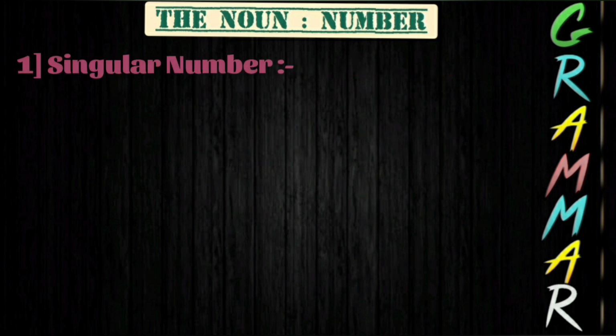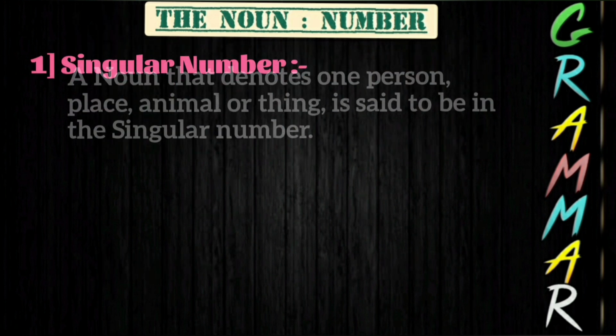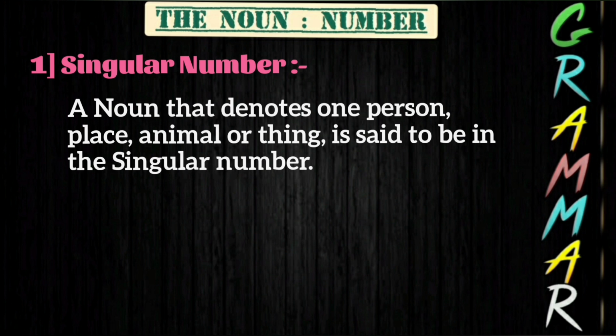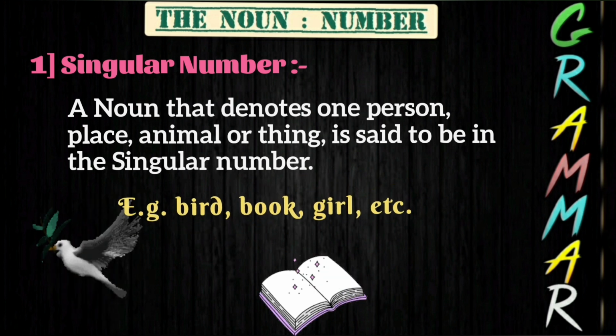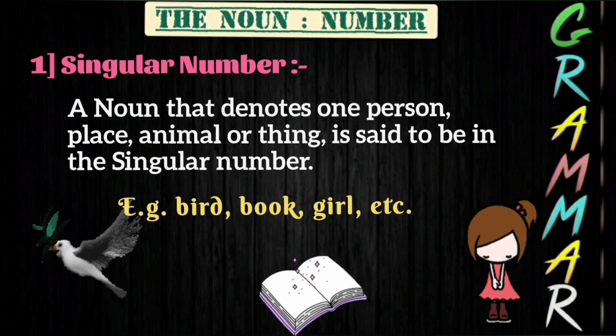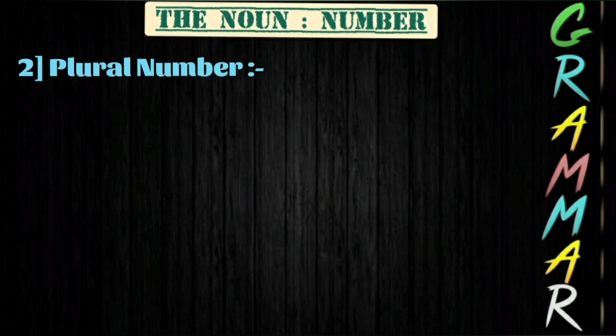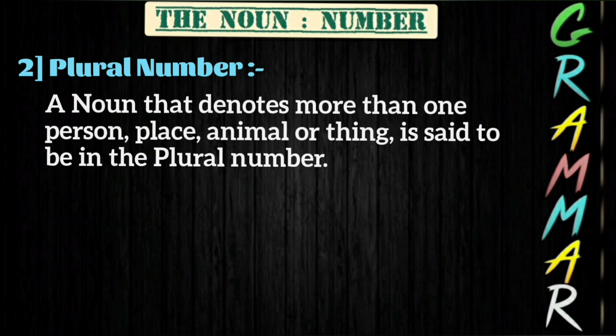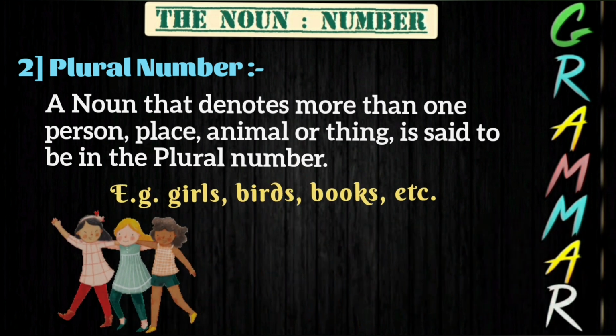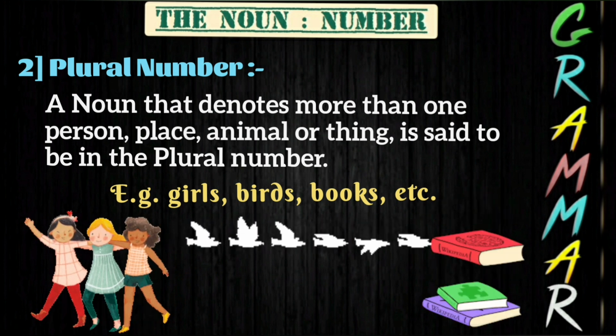So the first one is singular number. A noun that denotes one person, place, animal or thing is said to be in the singular number. For example, bird, book, girl, etc. Second one, plural number. A noun that denotes more than one person, place, animal or thing is said to be in the plural number. For example, girls, birds, books, etc.